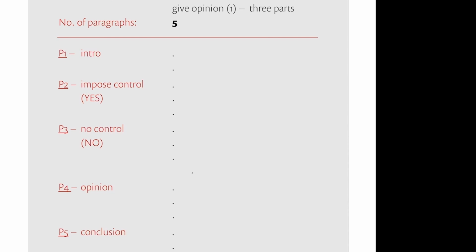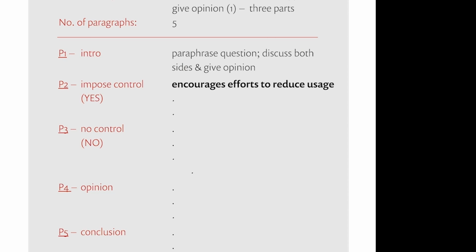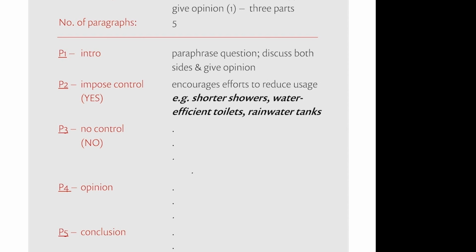Now for our ideas. The makeup of our introduction is pretty clear. We need to paraphrase the question, summarize the arguments for and against, and state our opinion. Now, we need to spell everything out in our body paragraphs. The first one I'll do here is the yes argument, that governments should control supply. The reason I shall give is that it encourages people to reduce their usage of water. We need an example or examples. The best ones here would be to explain how households can become more efficient in their water use, so they can have shorter showers, install water-efficient toilets, and collect rainwater.